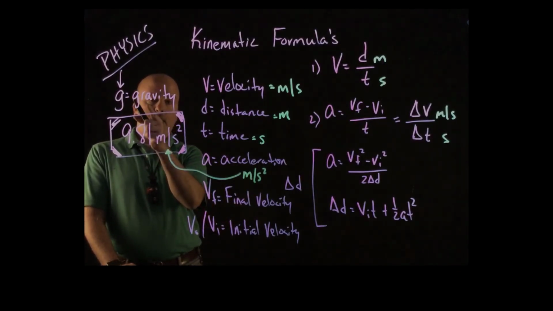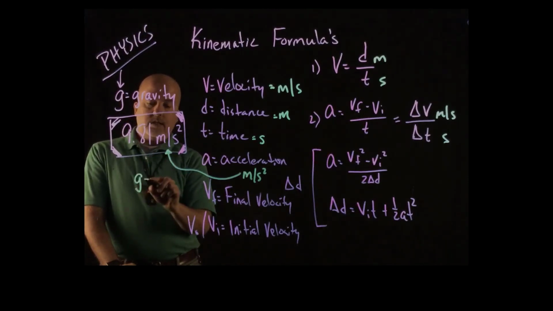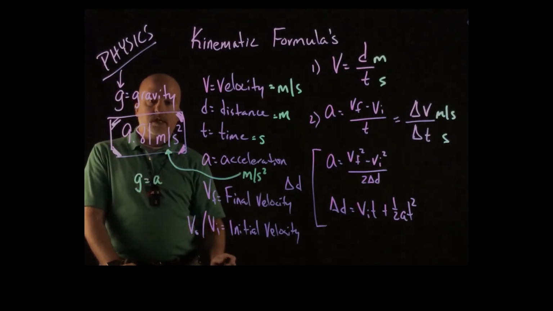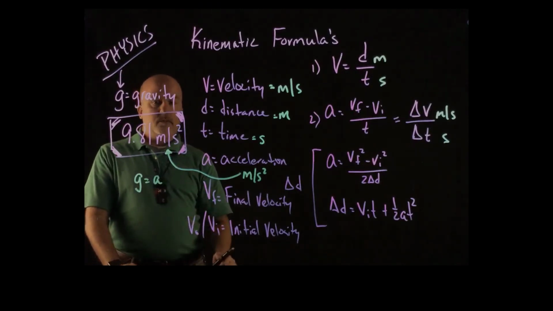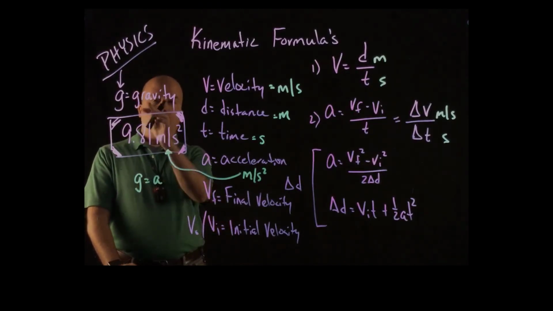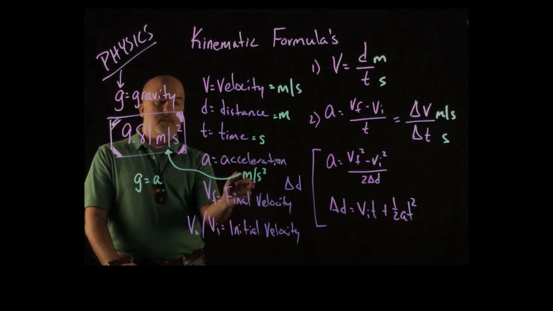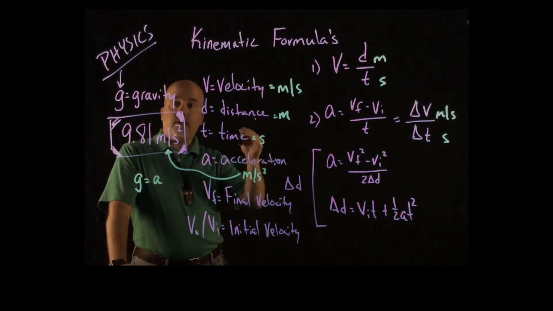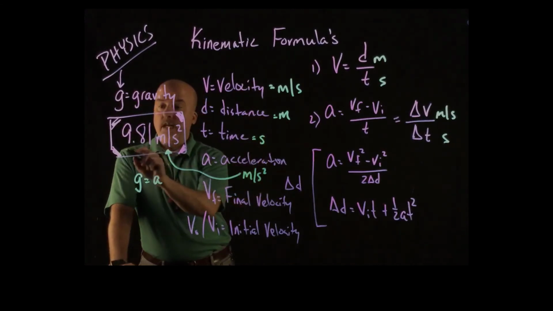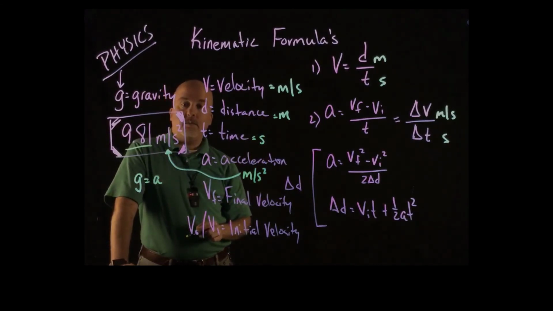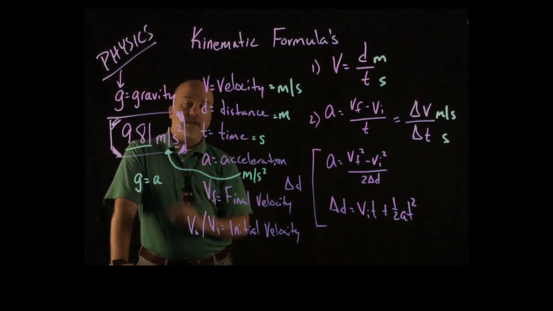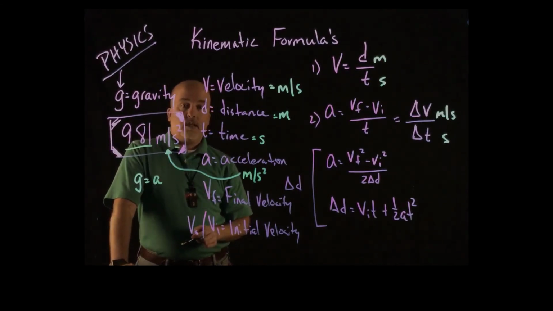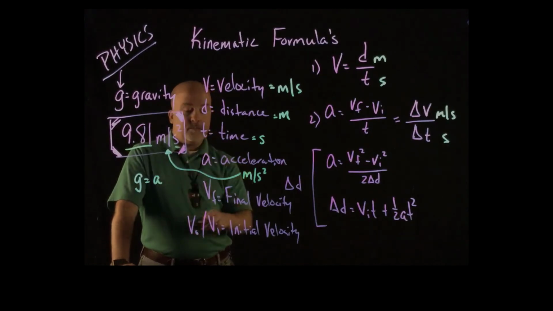So what does that tell me about gravity? That gravity is equal to acceleration. Remember that. That's going to be an important key later on. Gravity and acceleration are measured in the same units. So as an object is falling, that's telling me it's accelerating at a rate of 9.81 meters per second every second. Okay? There's a correlation there. We'll get into that later.